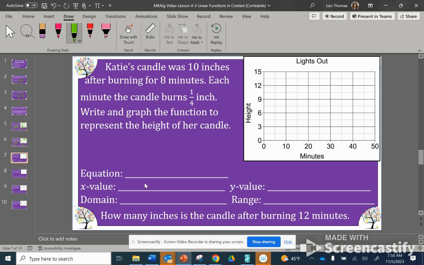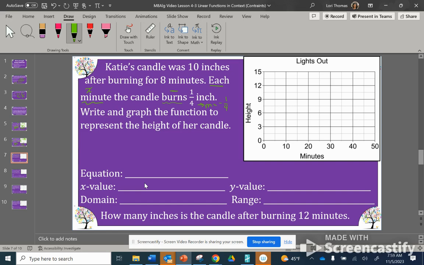So we do have a constant rate of change. It says each minute the candle burns 1/4 of an inch. So burning indicates going down. So our m value is going to be -1/4. Each minute it goes down. So our input value is going to be minutes.